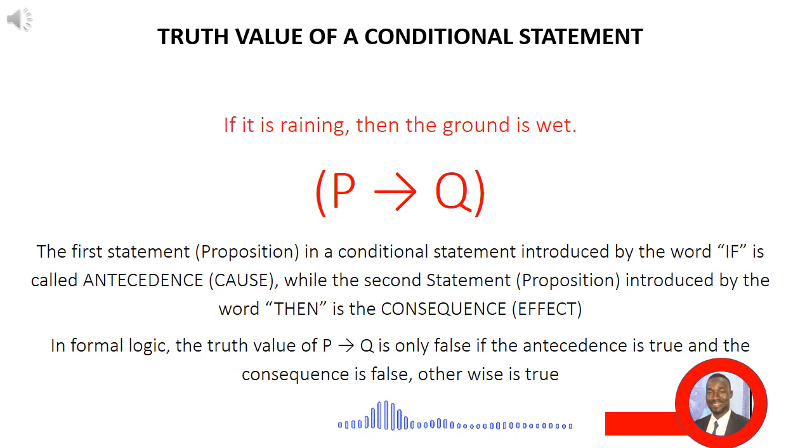The instances where a conditional statement is also true is if it doesn't rain and the ground is not wet. It means the statement is still true. Also, if it doesn't rain and the ground is wet, the statement is also true because it has not faulted the agreements of the antecedent. It is only when the antecedent is present and the consequence is absent that a conditional statement is false.